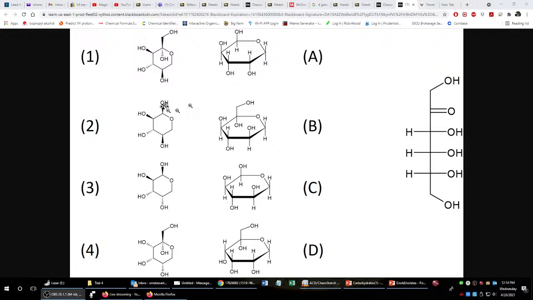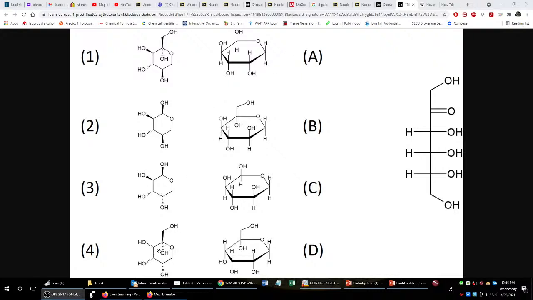If we look at 2, we don't have this CH2 group, so B and D are eliminated. We have 2 OH groups up, 1 down, 1 up. Here we have 2 up, 1 down, 1 down, so this doesn't work. But we have 2 up, 1 down, 1 up here, so 2 corresponds to C. With 3, 2 up, 2 down. We have 2 up, 2 down, so 3 corresponds to A.